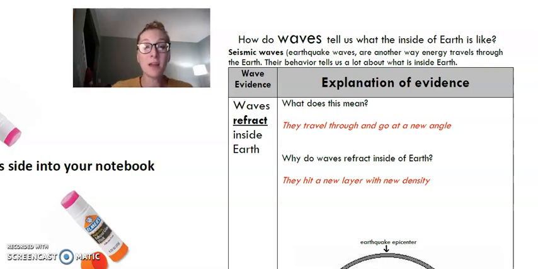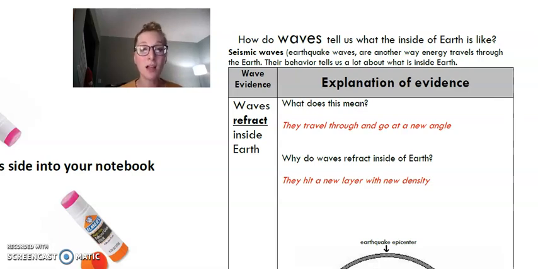Hello, everybody. All right, so I'm going to help talk with you and go through this to help you out about what waves tell us about the inside of the Earth. So we learned about the different layers, their densities, and their temperatures. How do waves tell us some of this information?